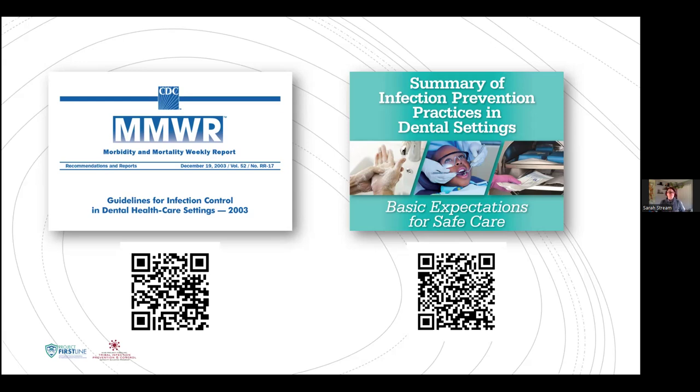In 2016, the CDC took that document and made a summary of it. That's what some people call the Blue Book. It is the Summary of Infection Prevention Practices in Dental Settings: Basic Expectations for Safe Care. This QR code will take you to their website with a summary of this document. But on that website, there is also access to print off the PDF version of this booklet, and you can even order free hard copies for your facility or your organization if you want to. So I encourage you to go check those resources out, especially the Blue Book. It's a great one to have on hand for dental infection control.